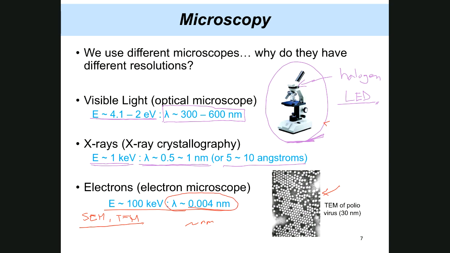Let's say we have a 5 nanometer object. If the light has a wavelength of 300 nanometer, it will not notice this object, right? Because it's too small compared to its wavelength. However, for electron microscope, it has a very, very short wavelength. So it'll definitely interact with this object.